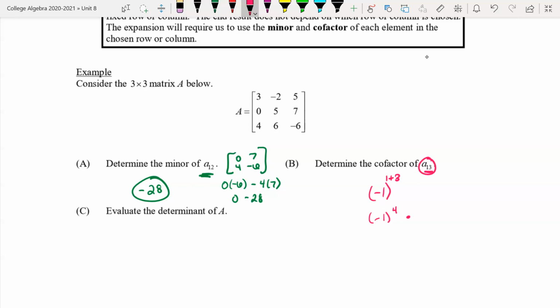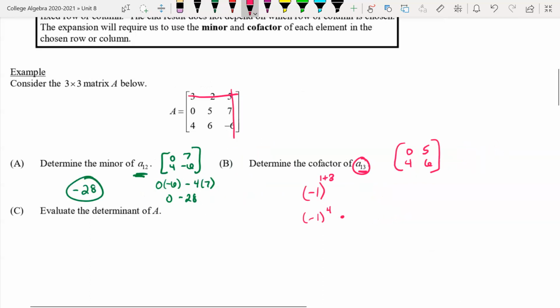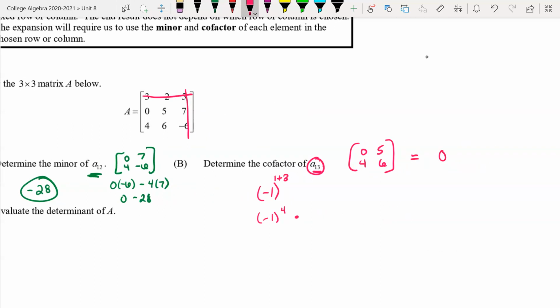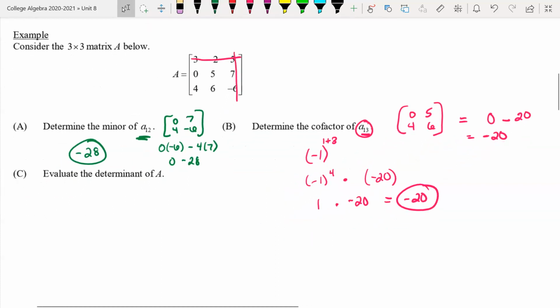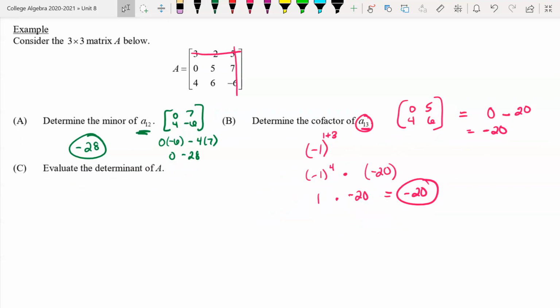So A13 means I'm going to get rid of row 1, column 3. So I have 0, 5, 4, and 6. So I take 0 times 6, which is 0, minus 5 times 4, which is 20. So you should get negative 20. So I'm going to multiply it by negative 20 to get my cofactor. So negative 1 to the 4th is 1. 1 times negative 20 is negative 20. So the cofactor of A13 means you take negative 1 always, so that power, times whatever the determinant is.